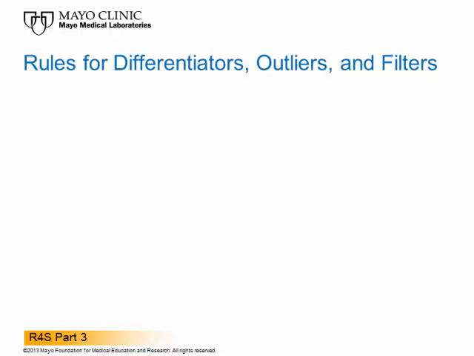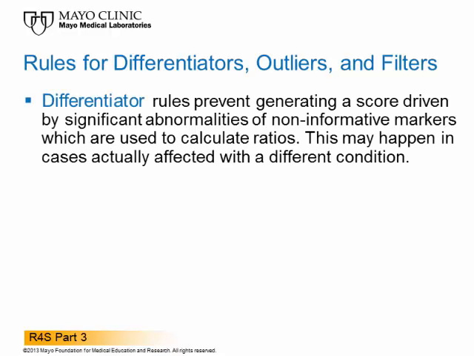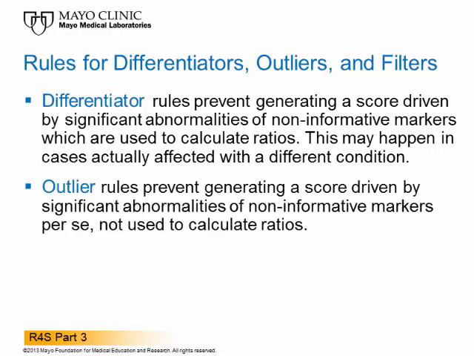The post-analytical tools also incorporate a series of rules which have been included for different purposes. Differentiator rules prevent generating a score driven by significant abnormalities of non-informative markers, which are used to calculate ratios. This may happen in cases actually affected with a different condition. Outlier rules prevent generating a score driven by significant abnormalities of non-informative markers per se, not used to calculate ratios. This is a requirement unique to the all-condition tool that will be presented in the next segment.